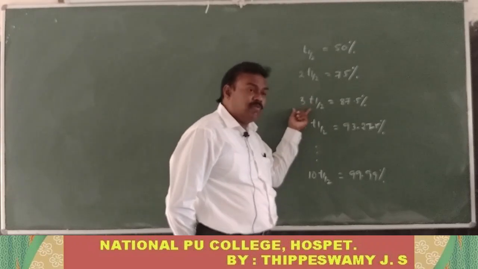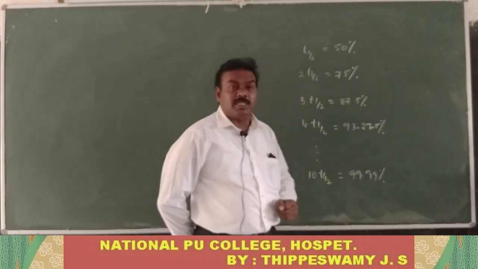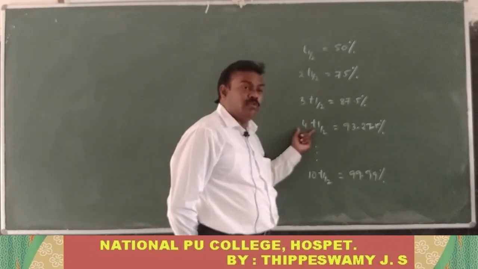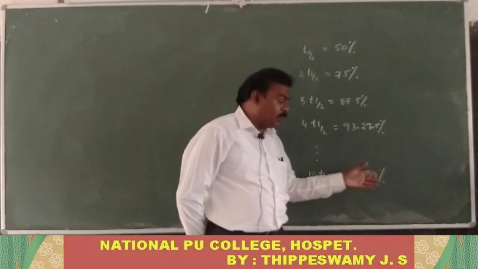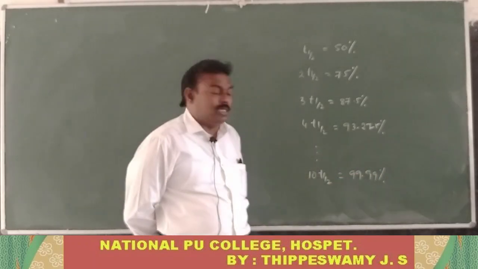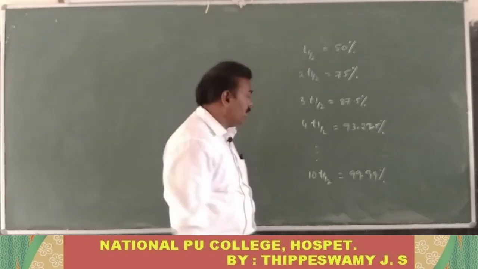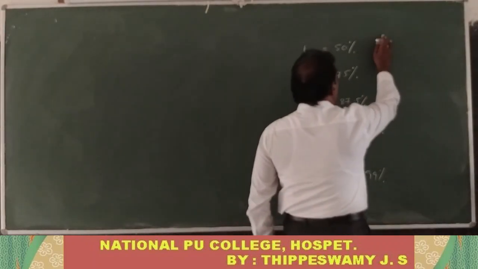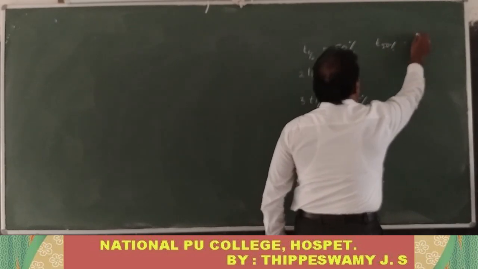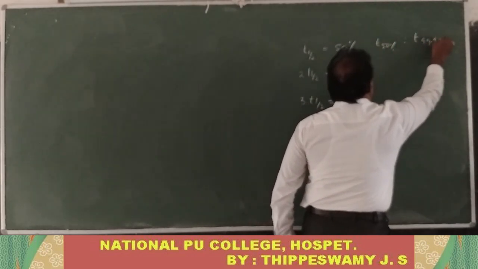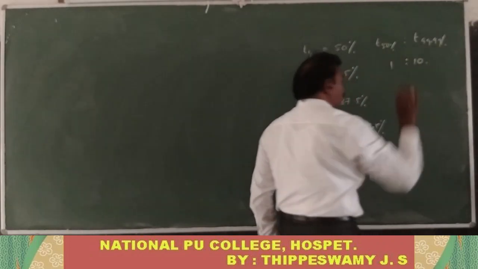So that is 3 half-lives. 93.275% completion is equal to how much? It is 4 half-lives. Similarly, 99.99% completion means how many? That is 10 half-lives. You should remember the point. T 50% completion is to T 99.99% completion is equal to 1 is to 10 half-lives only.